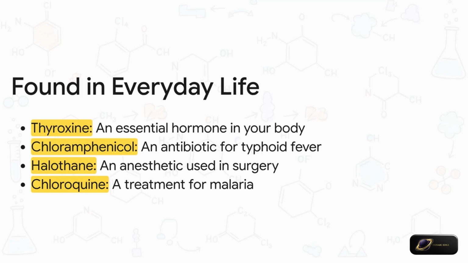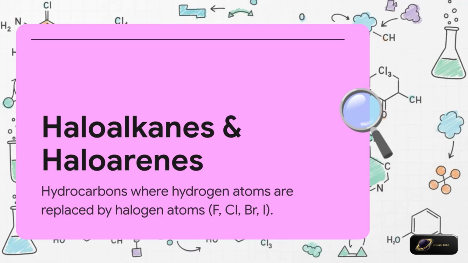Our own bodies make an iodine-containing hormone called thyroxine. That antibiotic that fights typhoid fever, chloramphenicol, yep, that's a halogen compound. So are anesthetics like halothane and life-saving medicines like chloroquine for malaria. I mean, they are everywhere doing incredibly important work. So what exactly are they?